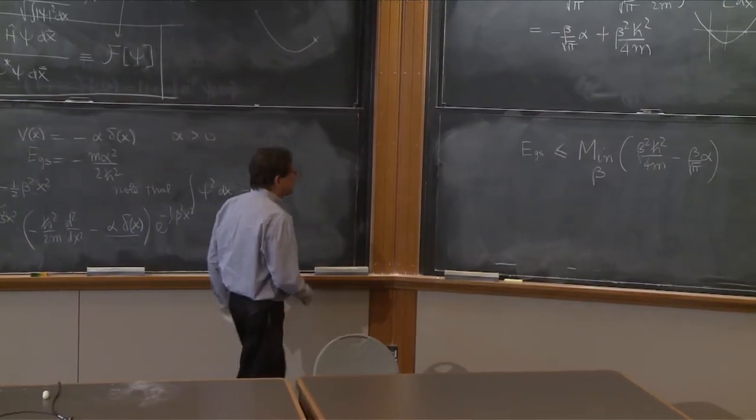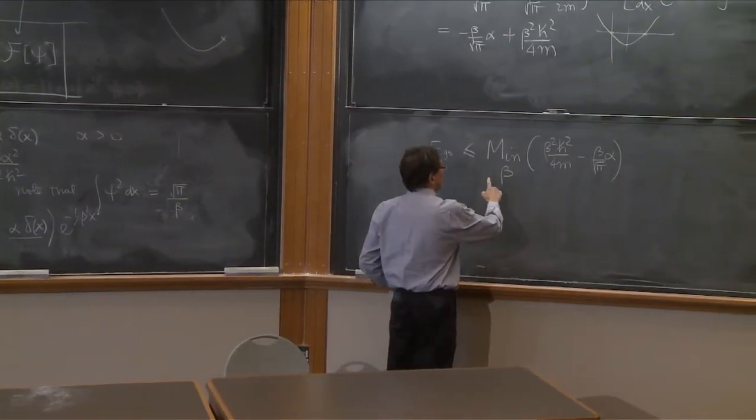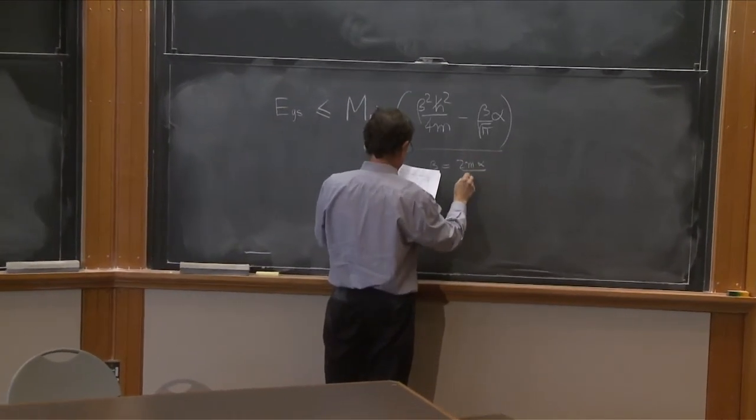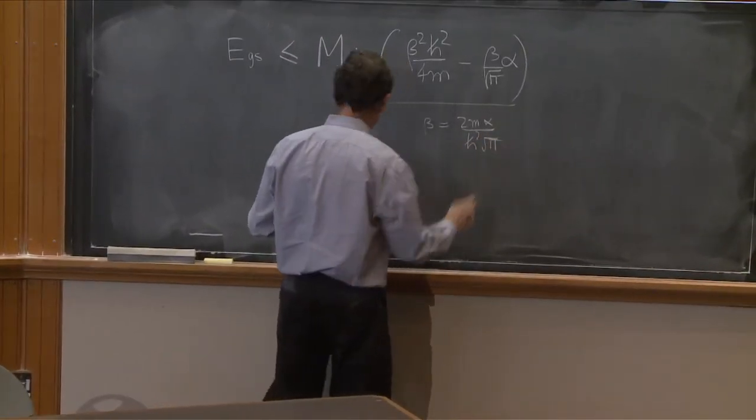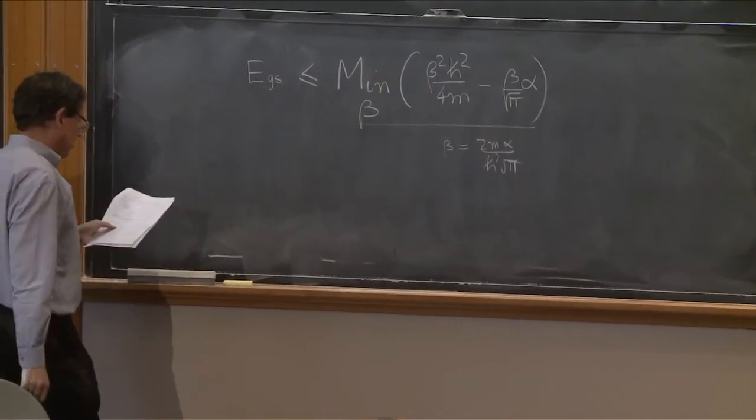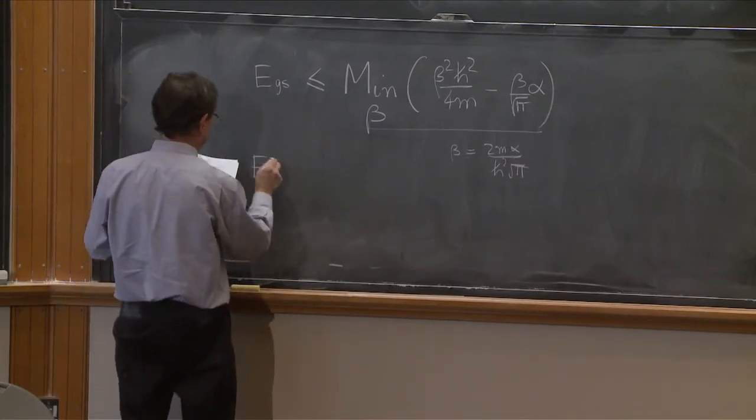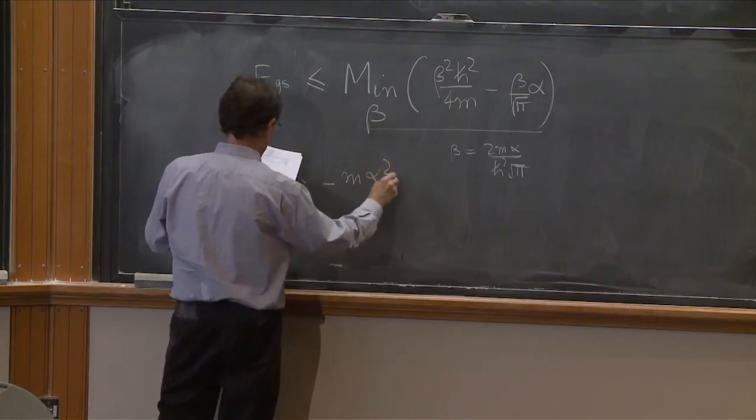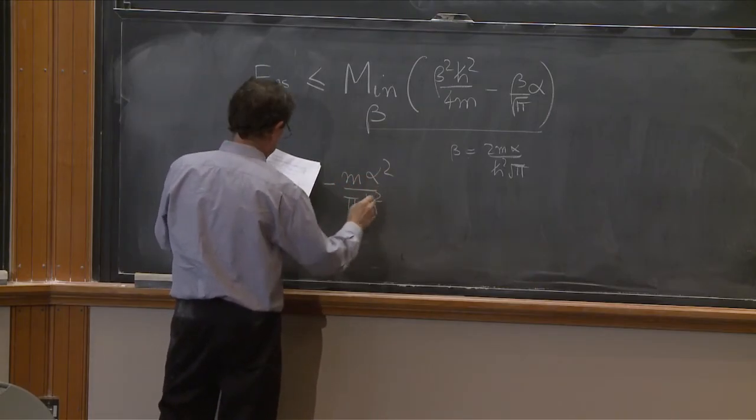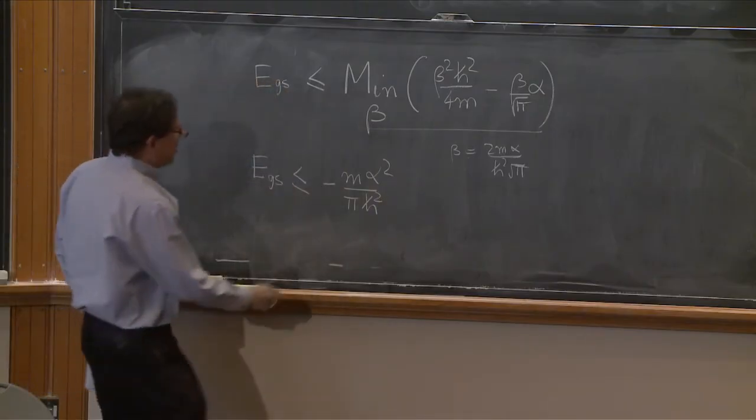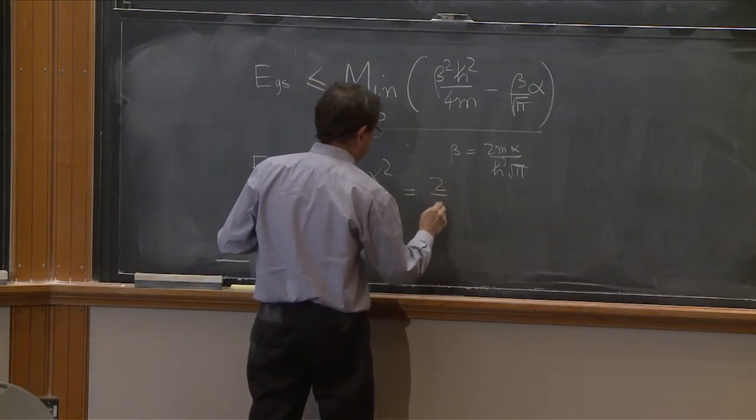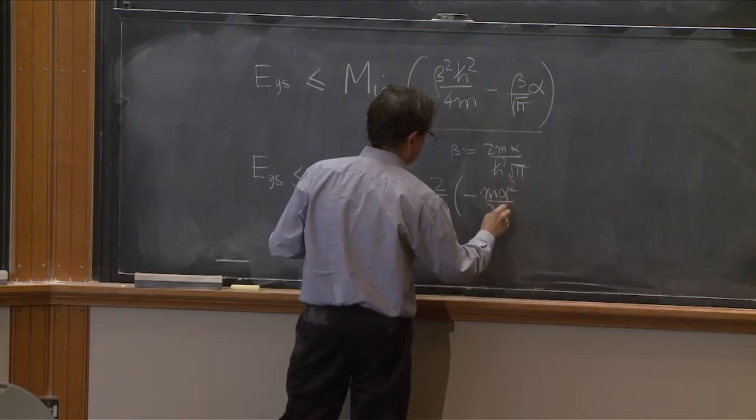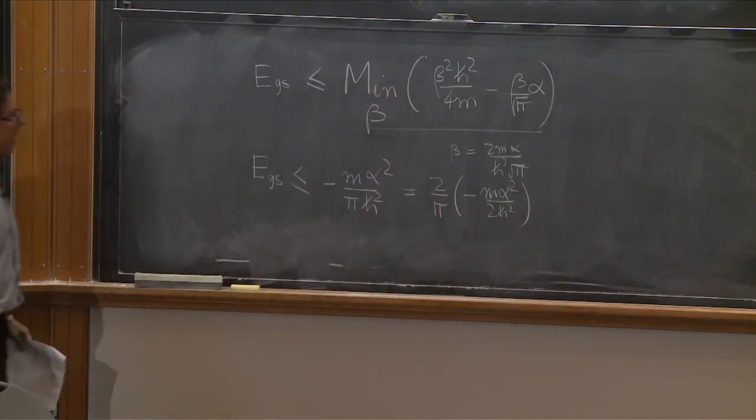Well, what do you get? This minimization gives beta equal 2m alpha over h squared square root of pi. It's a little messy, but not terrible. And you substitute, and you get that E ground state is less than or equal to minus m alpha squared over pi h squared. And to recognize it better, write it as 2 over pi times minus m alpha squared over 2h squared, which is the true ground state energy.